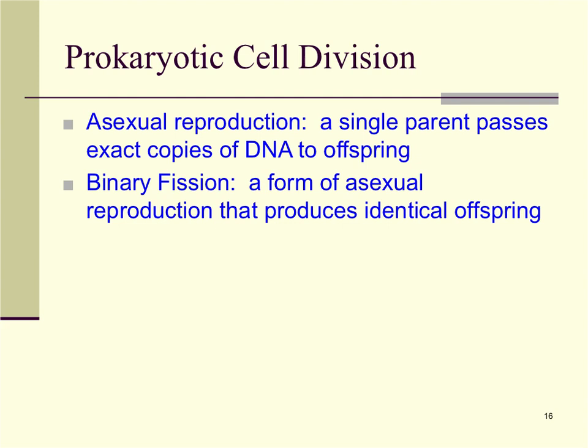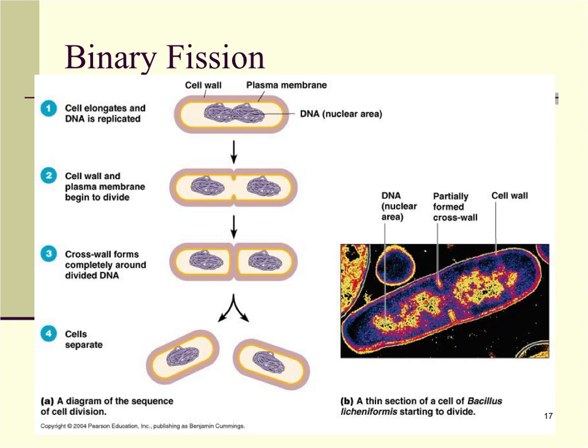This process is a little bit simpler in prokaryotic cells because they don't have a nucleus. So prokaryotes always reproduce asexually, so that's when a single parent passes on exact copies of DNA to all of its offspring. And these cells always go from 1 cell to 2 daughter cells. And the name of this process in bacteria is called binary fission, and it produces clones or identical offspring.